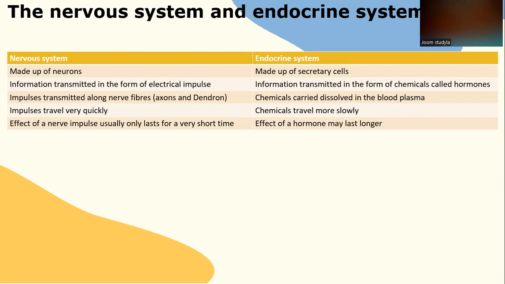In the nervous system, the impulses are transmitted along nerve fibers, axon and dendron, whereas in the endocrine system, the chemicals are carried dissolved in the blood plasma. Nervous system impulses travel very quickly, whereas in the endocrine system, the chemicals travel more slowly. And in the nervous system, the effect of the nerve impulse usually only lasts for a very short time, but for the endocrine system, the effect of the hormone may last longer.